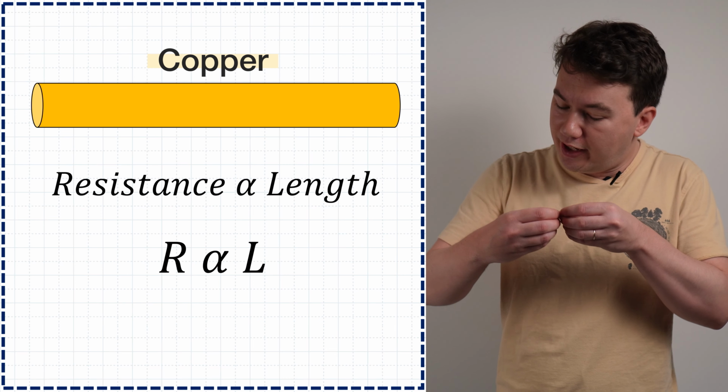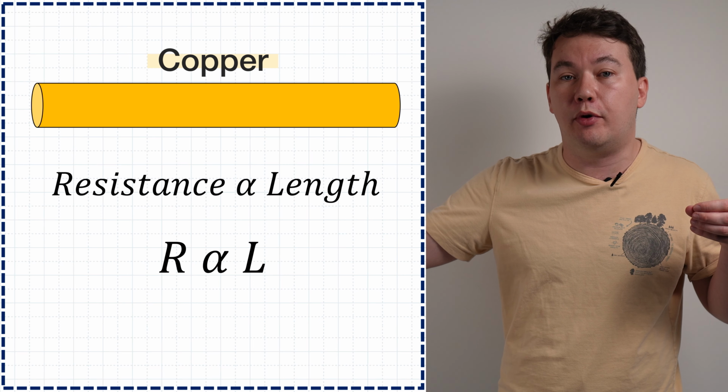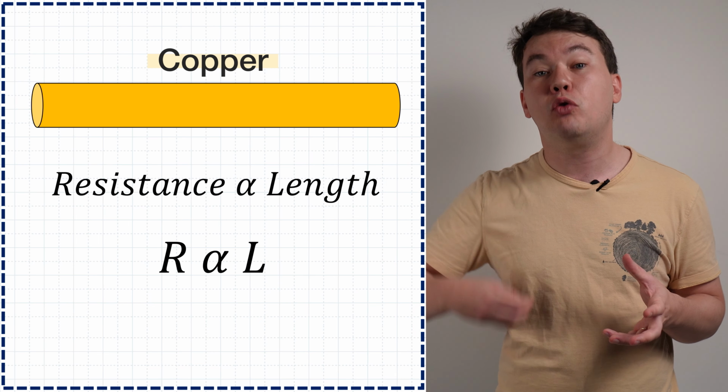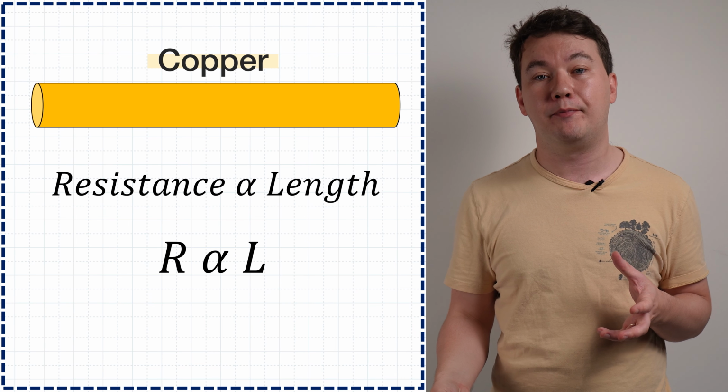At some stage, if we keep increasing the length of this copper wire, the resistance will be greater than the iron wire. It's not always going to be true to say then that copper has a lower resistance than iron. To compare copper and iron properly, we need to compare resistivity.